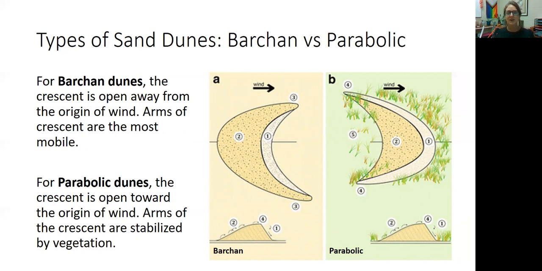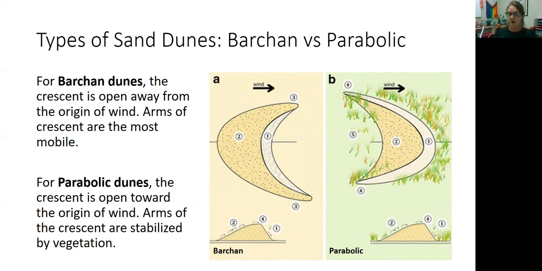Right? So we know that dunes often have one flatter side and one really steep side. That flatter side is the ramp that the wind blows up and over. And then that steep side is the back side of the dune where the sediment drops over the other side, cascades over the other side. Now, Barchan dunes, the arms of the crescent are going to be pointing towards the direction of the wind. The arms of the crescent are what are being blown with the wind.